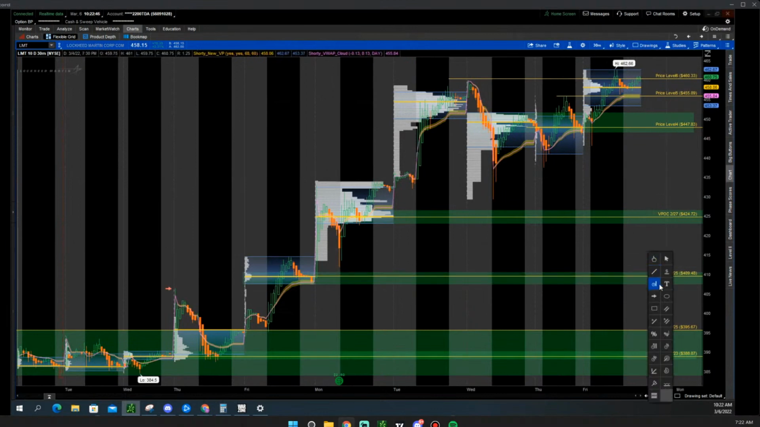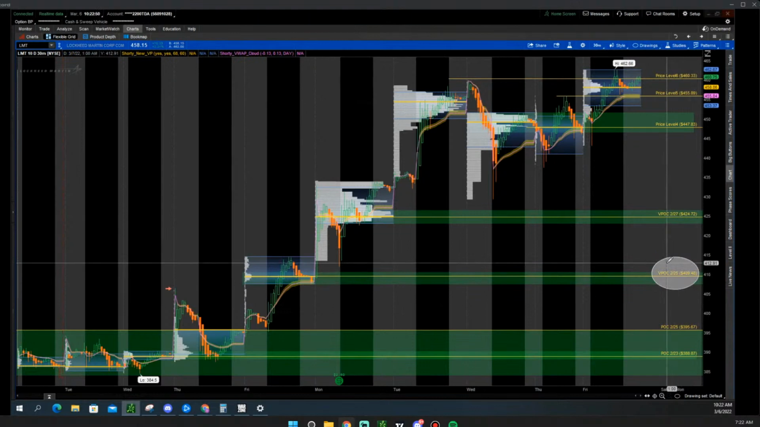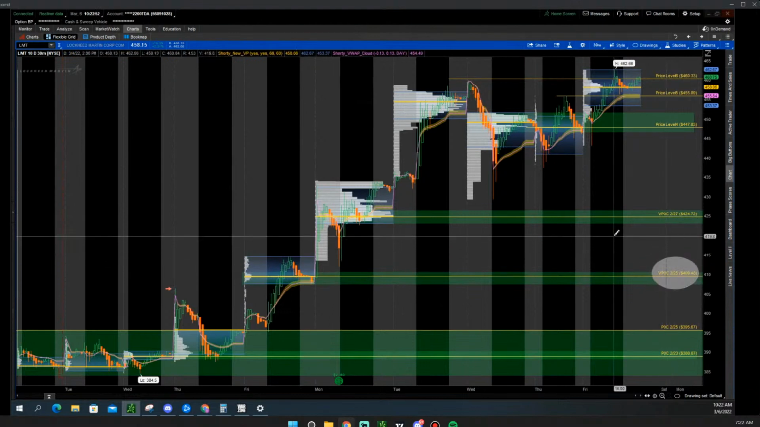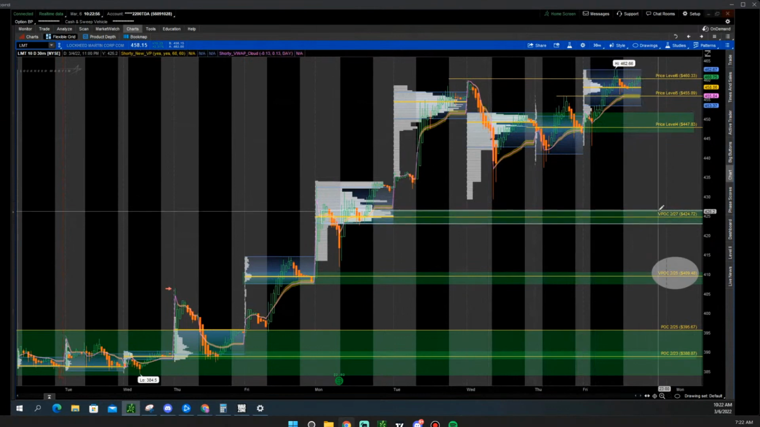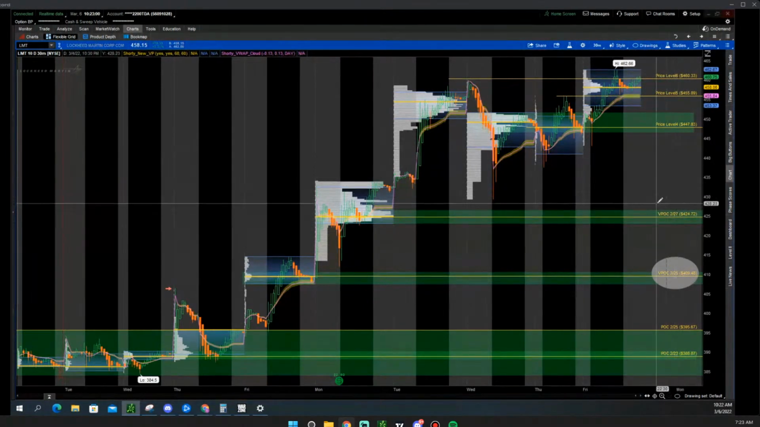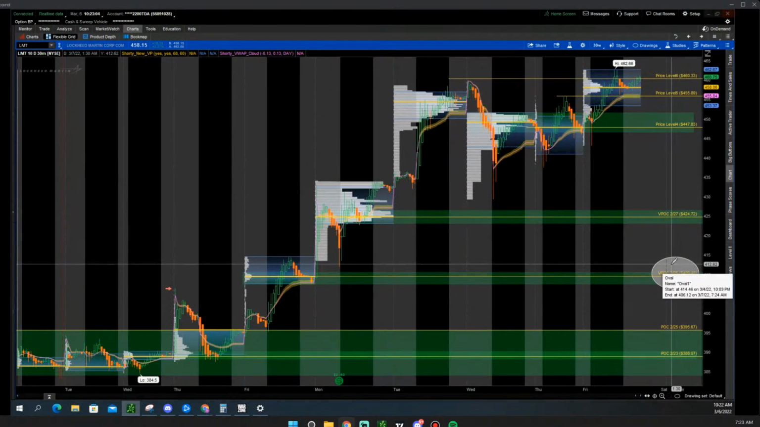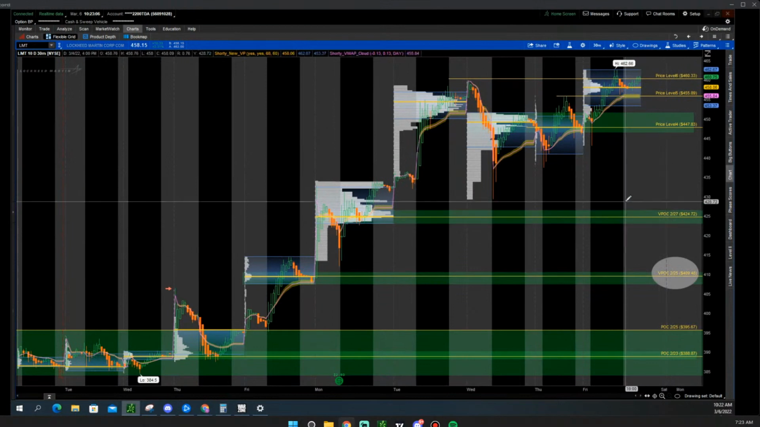Yes, it's a very big magnet here, as we identified the VPOC, but it will not happen so quick. It's going to have buyers show up at 424. Once 424 breaks, 410 is going to be probably within a few candles that it drops to this level. So that's why we identify these.